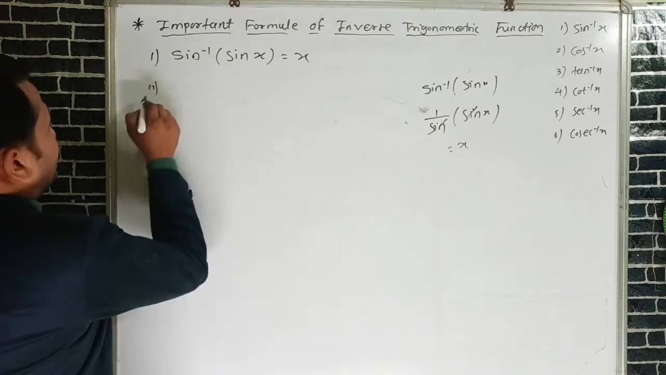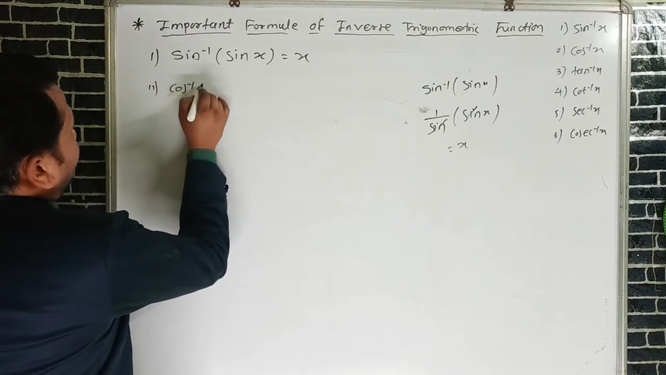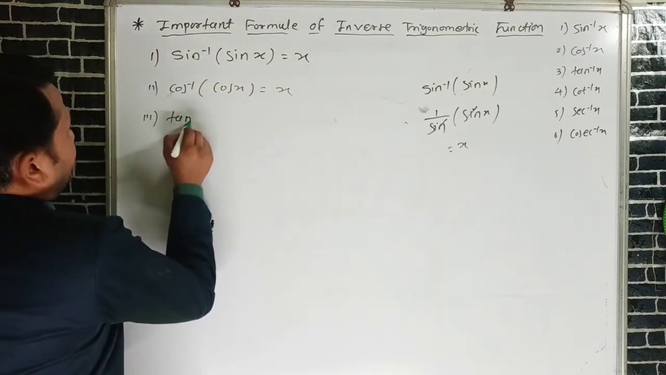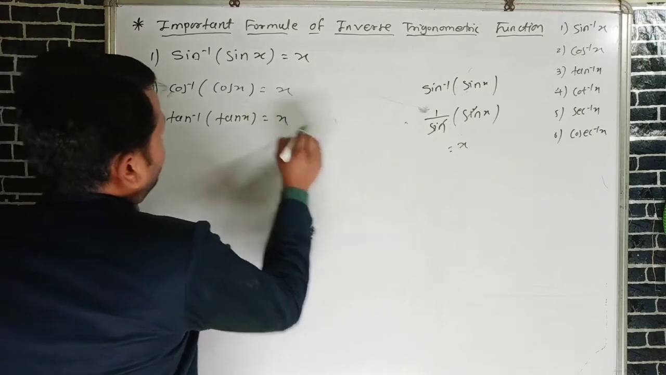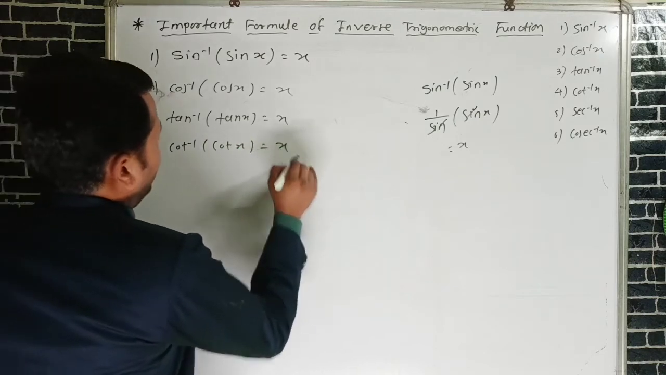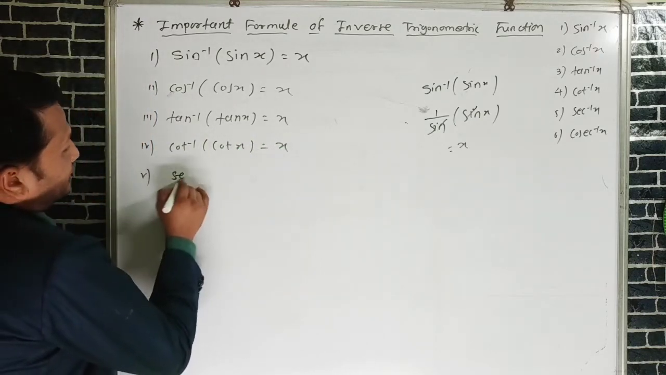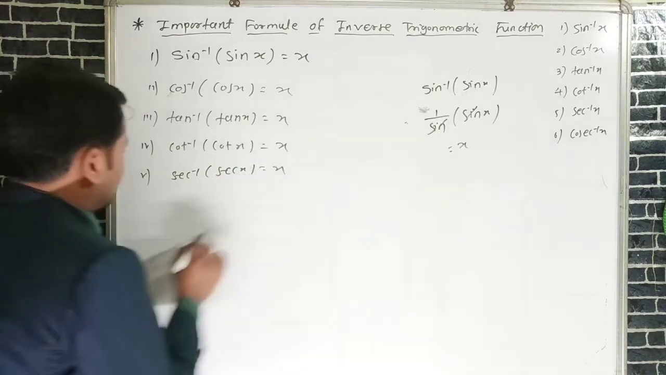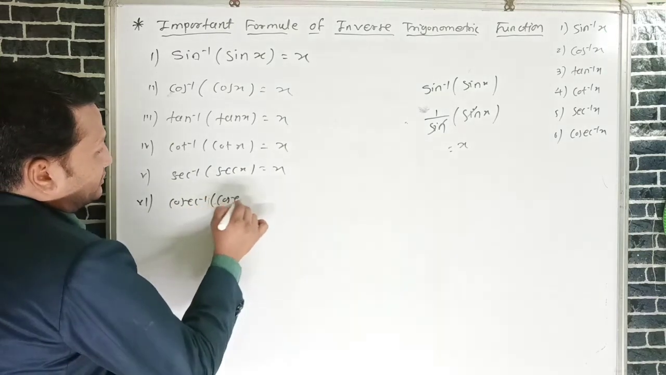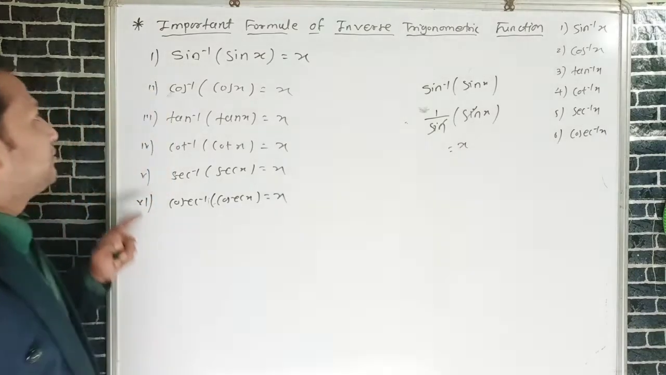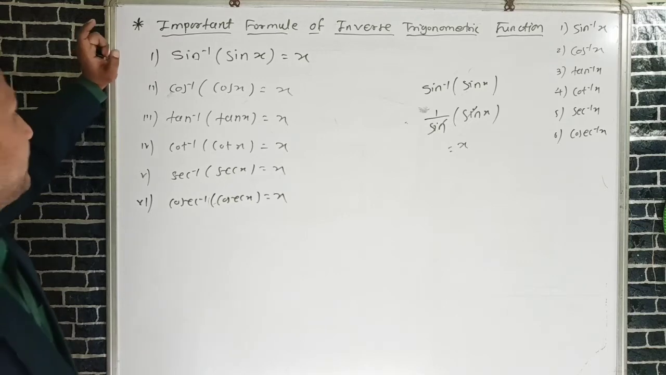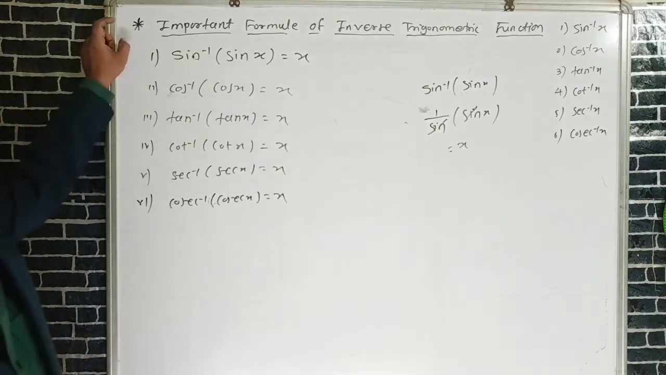Similarly, second, cos inverse of cos x is equal to x. Third, tan inverse of tan x is equal to x. Similarly, cot inverse of cot x is equal to x. The fifth, sec inverse of sec x is equal to x. And the last, cosec inverse of cosec x is equal to x, for all six inverse trigonometric functions. We can apply this rule and find the derivative of any function easily.